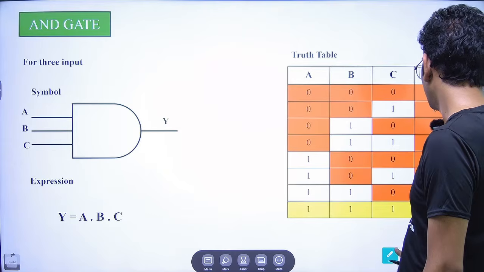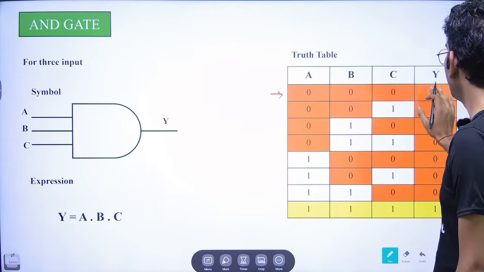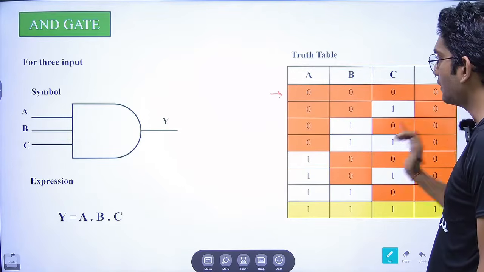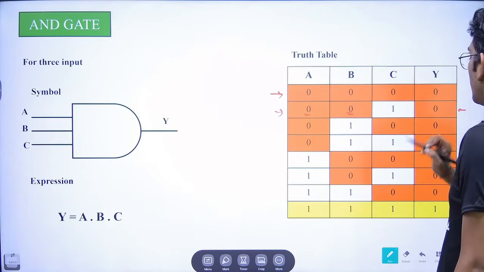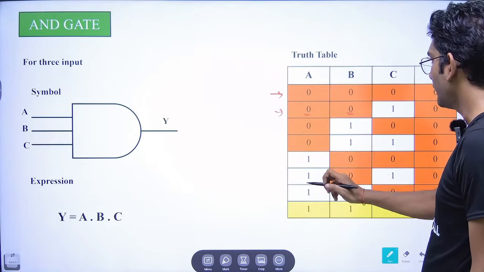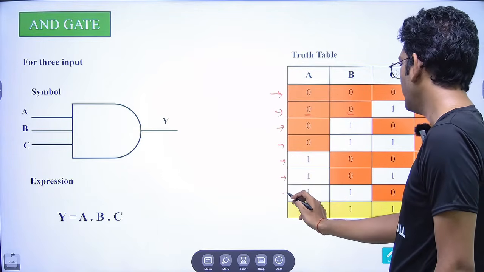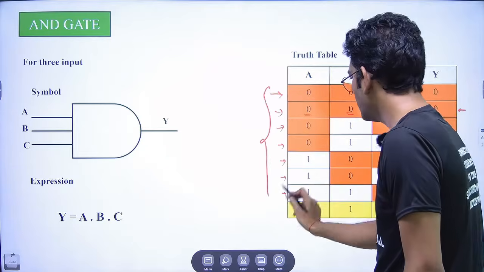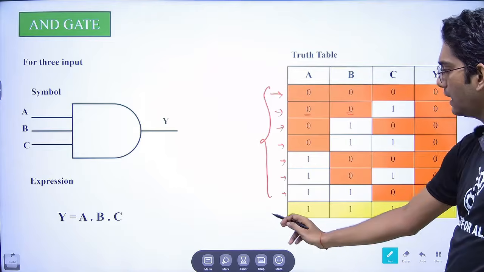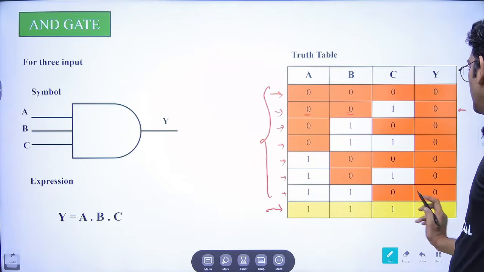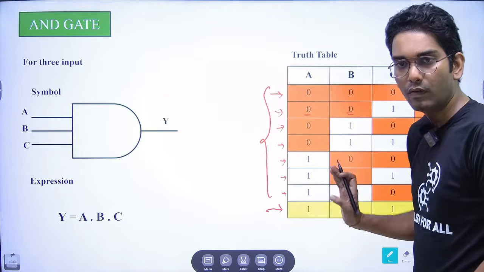Fine. So in our first case all three inputs are 0, so we are getting 0 as our output. In this case two are 0, so we are getting 0 as our output. Similarly, in the other scenarios, you can see at least one input is 0, and that is why we are getting the output as 0. In the last case, what is happening? All the inputs are 1, so we are getting the output as 1 here.